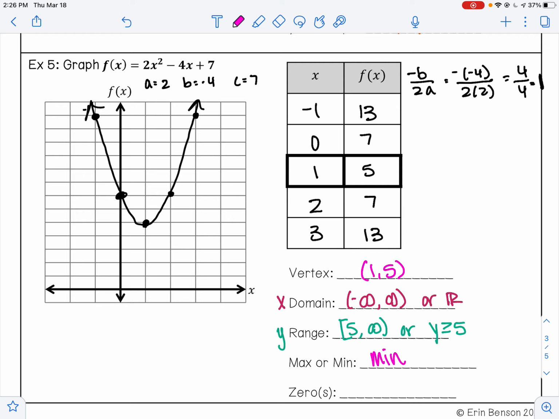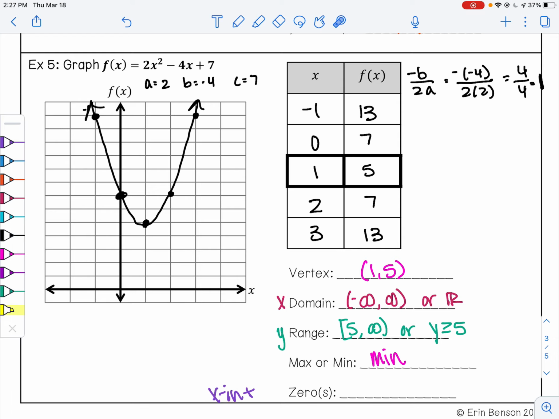And then here we want to know our zeros. Remember, zeros are the same thing as x-intercepts. When we look at our graph, it does not cross the x-axis, and it will never. How do I know this? Well, I know this because my graph is going up in both directions. It's never going to come back down and cross that x-axis. It's never going to get lower than our minimum value of our vertex. So I do not have any x-intercepts.